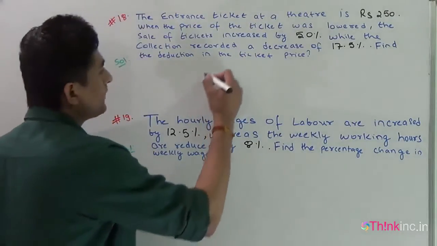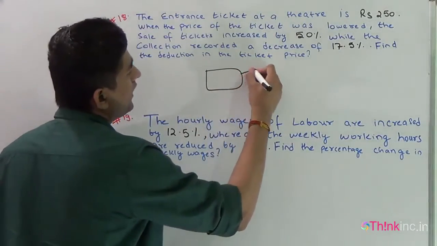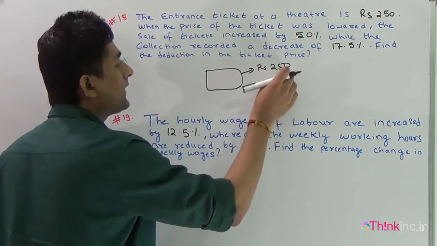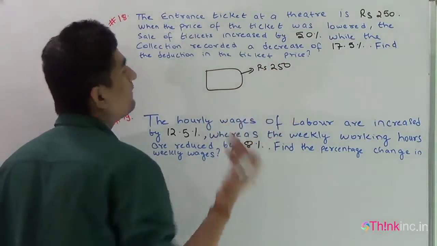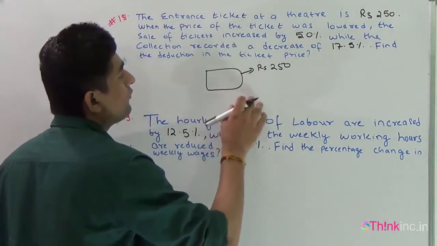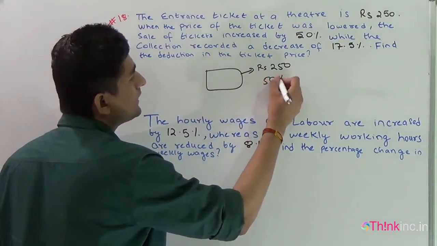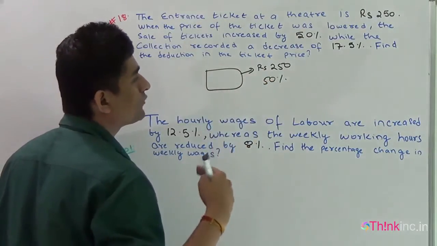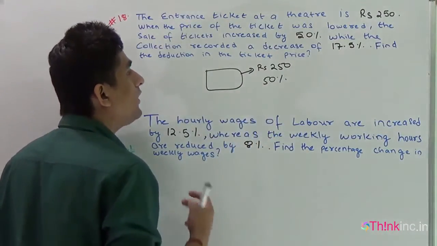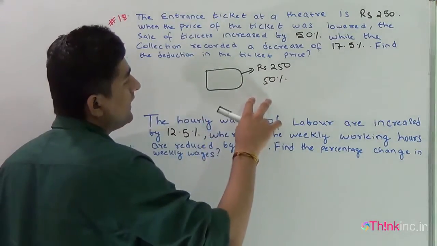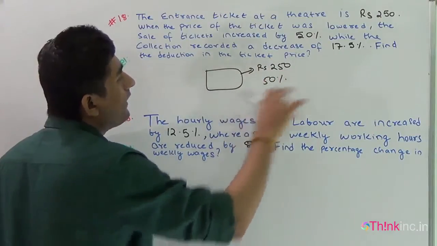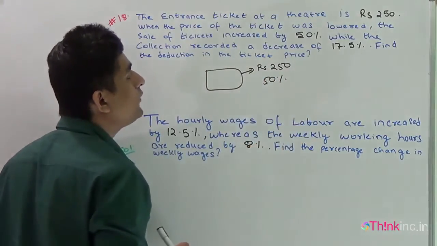The question says, suppose in a theatre the price of a ticket was rupees 250. Now the price of the ticket has been lowered by some percentage, some amount. Because of this reduction, the sale of tickets has increased by 50%. Suppose earlier the total number of tickets sold was 100, now it's 150 because it increased by 50%. Also the total collection is given. Collection means number of tickets sold into price of a single ticket, and it has decreased by 17.5%.